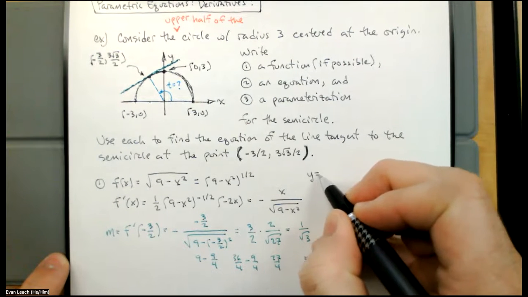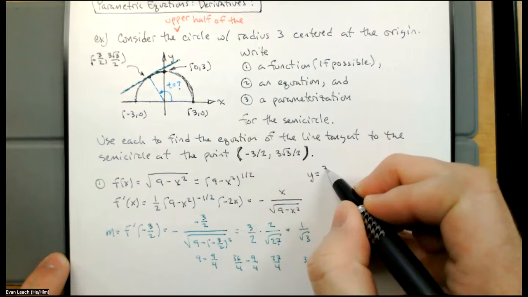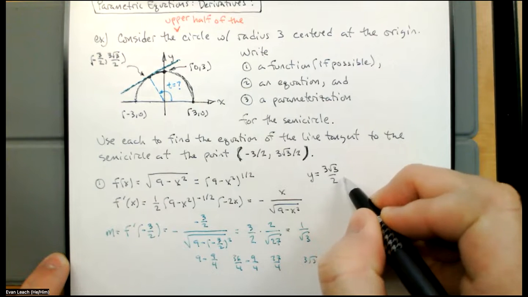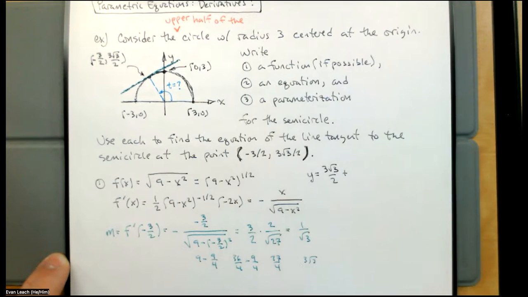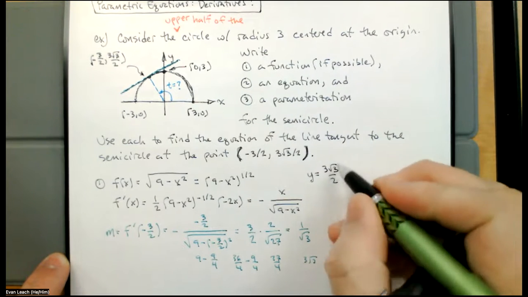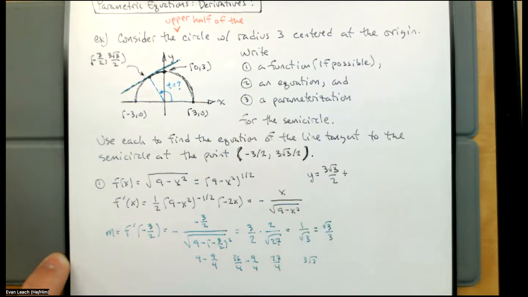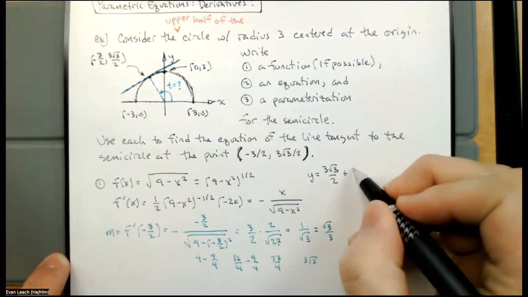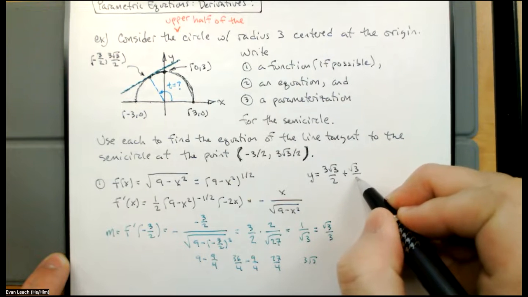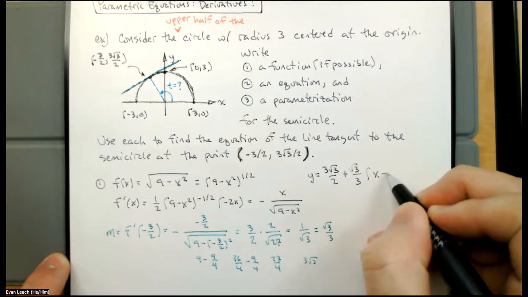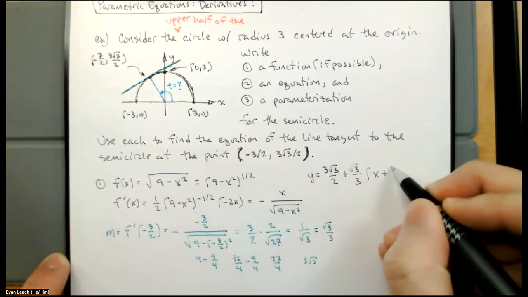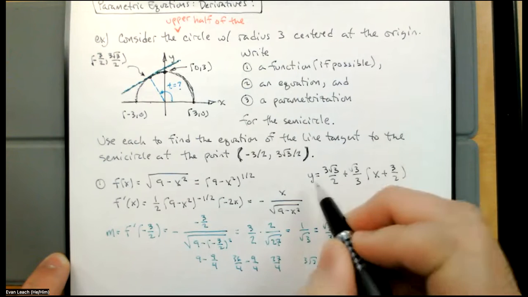So y equals, let's see, y starts off at 3 root 3 over 2, has a slope. This is messy. This one's all rationalized, so I'm going to rationalize this one as well. Plus the slope root 3 over 3 times x minus the x coordinate, negative 3/2.